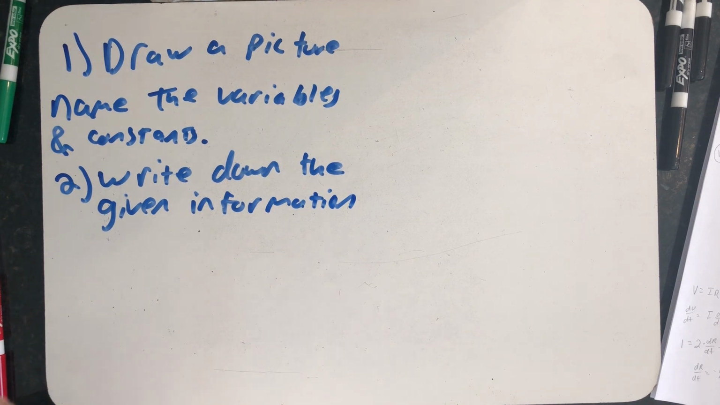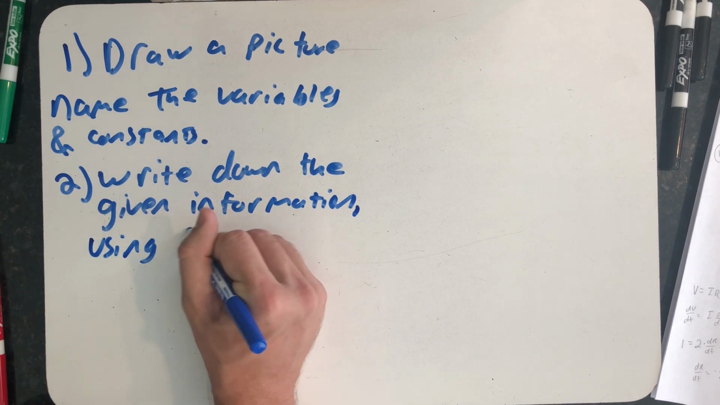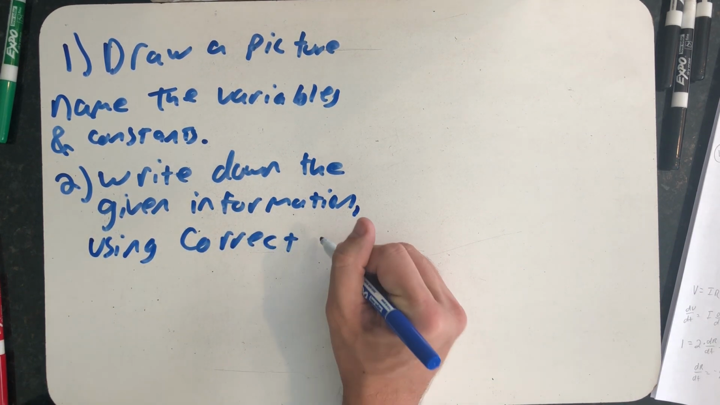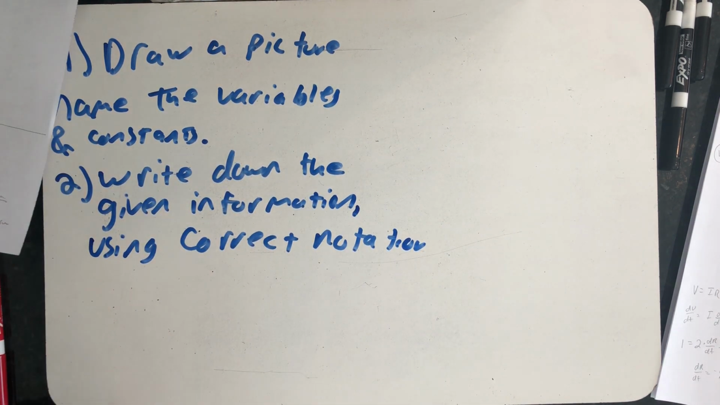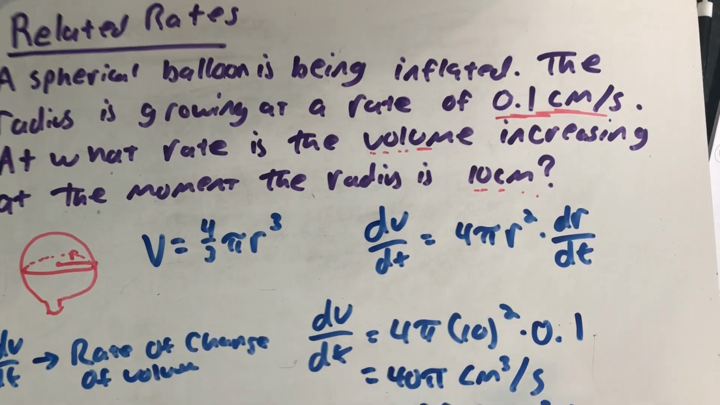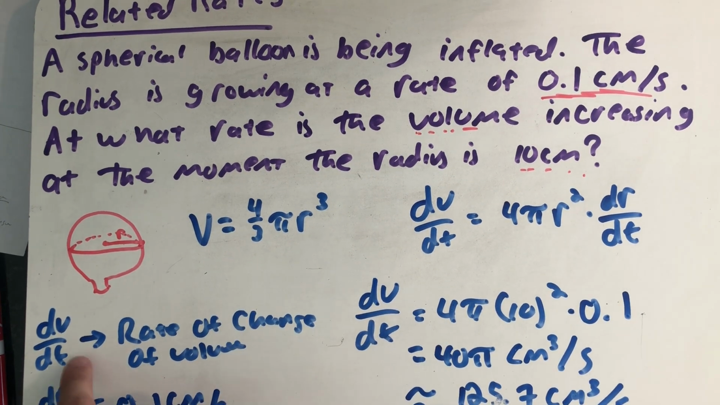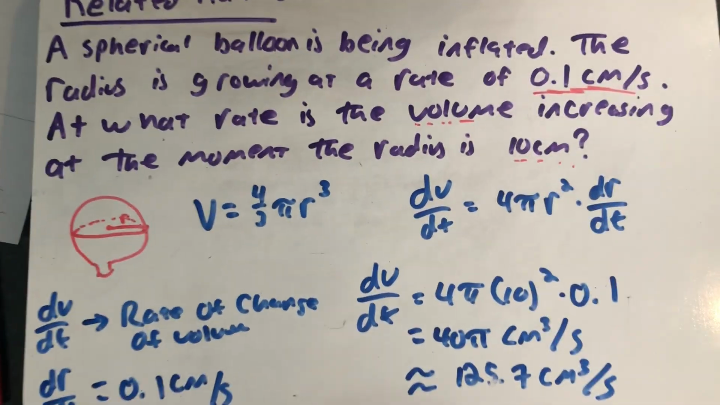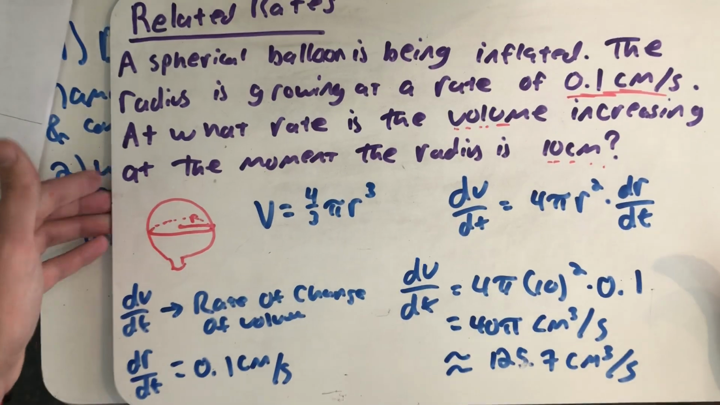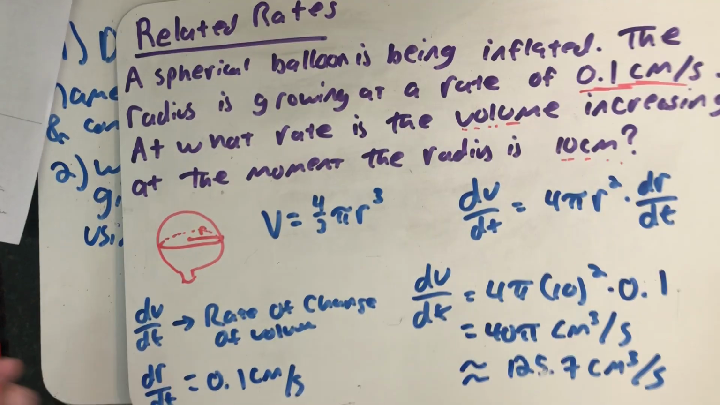And as I'm writing down that given information, I want to make sure I'm always using correct notation. As I think about the problem we just worked through, I drew a picture and I decided to call the volume V and the radius R. And then when I wrote down the given information, I was looking for dV/dt and I had dr/dt. That's what I was given. And so when I wrote down the information about dr/dt, I want to make sure that I wrote it down as a derivative using correct notation.